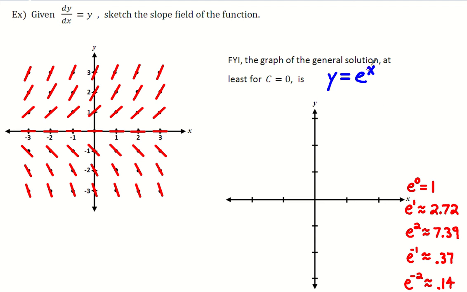So what does this graph look like? Let's go to blue. When we plug in 0, we get 1, so there's a point. When we plug in 1, we get about 2.72, so there-ish. When we plug in 2, we get, whoa, somewhere up here, man. And if we plug in -1, we get about 0.37. If we plug in -2, we get about 0.14. You know what I mean?